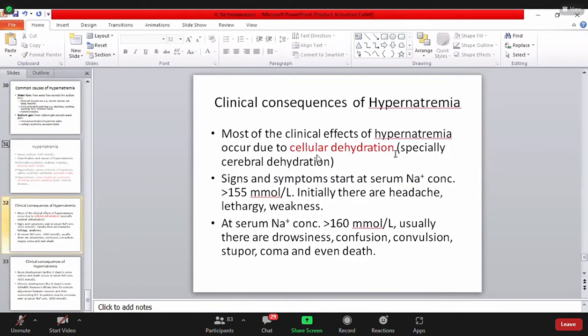So signs and symptoms of hypernatremia mainly occur due to cellular dehydration or cerebral dehydration, and they start at a sodium concentration of more than 155 millimole per liter. Mainly headache, lethargy, and weakness occur, and at a serum sodium concentration of more than 160 millimole per liter, usually drowsiness, confusion, convulsion, stupor, coma, and death occur.